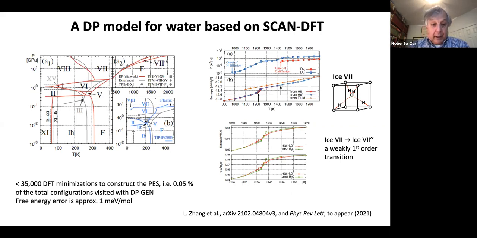So the deep potential representation is really quite accurate. I want to mention just one more point here that has been possible, I think, for the first time with this simulation, and that consists in the study of the transition from ICE 7 to ICE 7 second, and then to the ionic fluid.